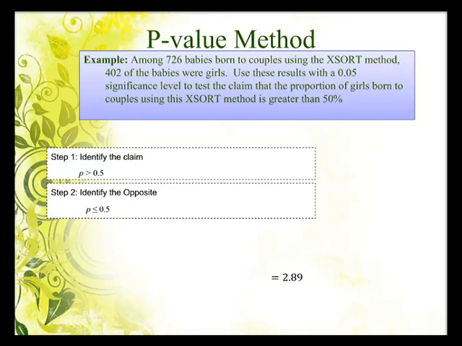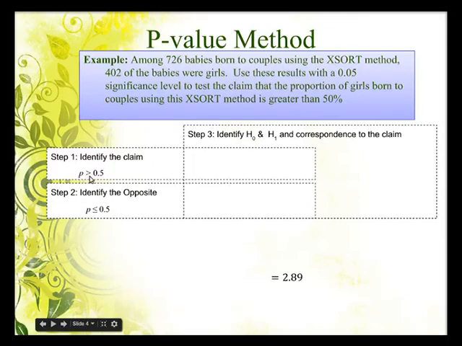Now the third thing to do is identify the null hypothesis and the alternative hypothesis, and then decide which one corresponds to the claim and which one corresponds to the opposite. Remember, the null hypothesis is always the one that has an equals in it. In terms of our claim or our opposite, the opposite is the one that has the equal sign in it. So the null hypothesis goes along with the opposite, and our null hypothesis will be that the proportion equals 0.5, which means our alternative hypothesis is the one that doesn't have the equals in it, and that'll be P is greater than 0.5.